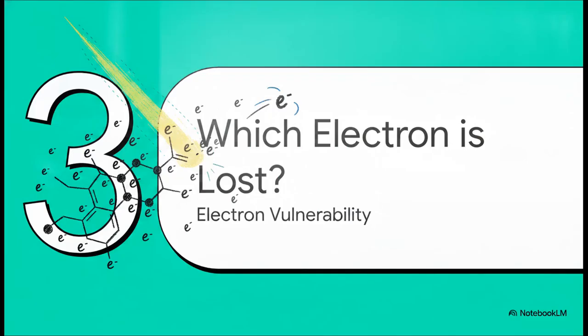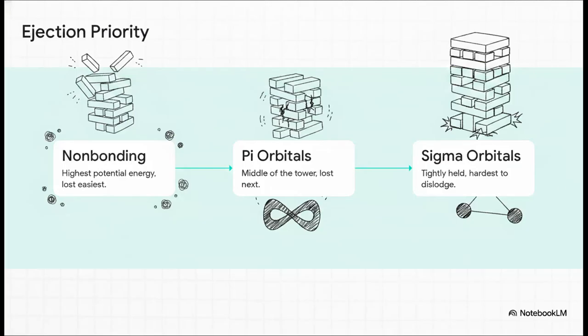Part 3. Which electron gets lost? This brings us to a huge structural question. A typical organic molecule has dozens, maybe even hundreds of electrons. When that beam hits, out of all the electrons in a molecule, which specific one is the casualty? Well, the answer lies in a hierarchy of vulnerability.